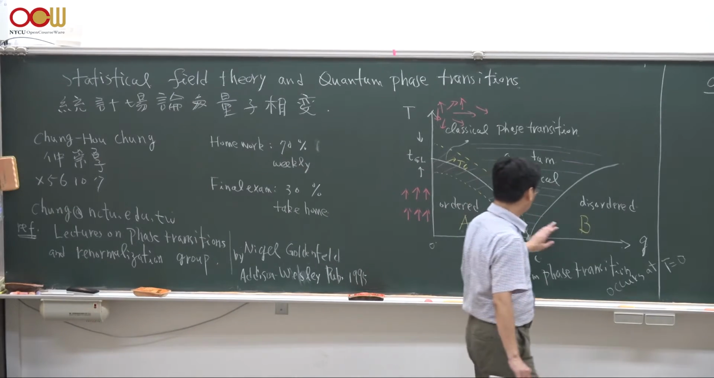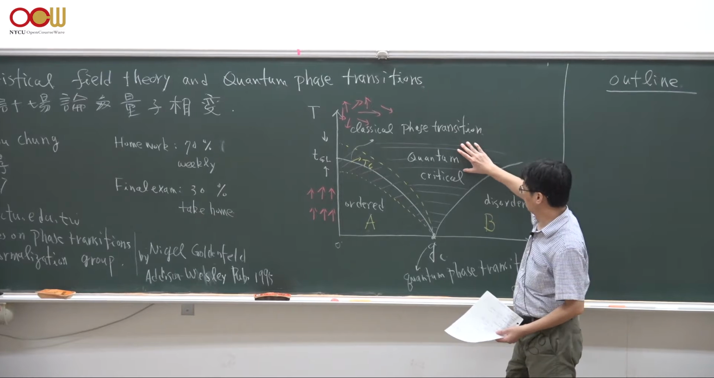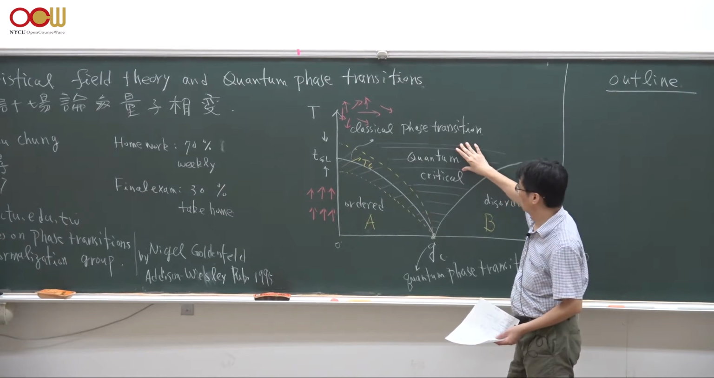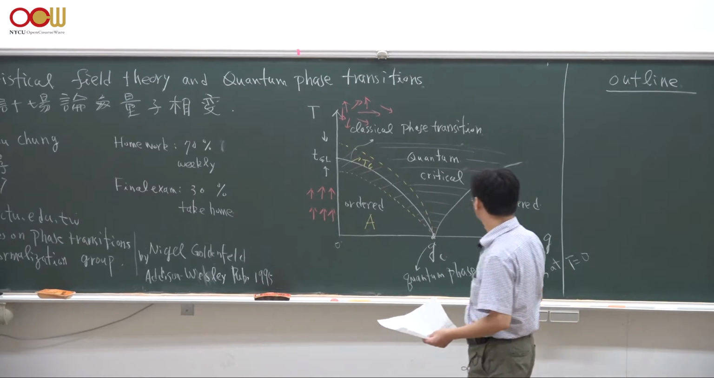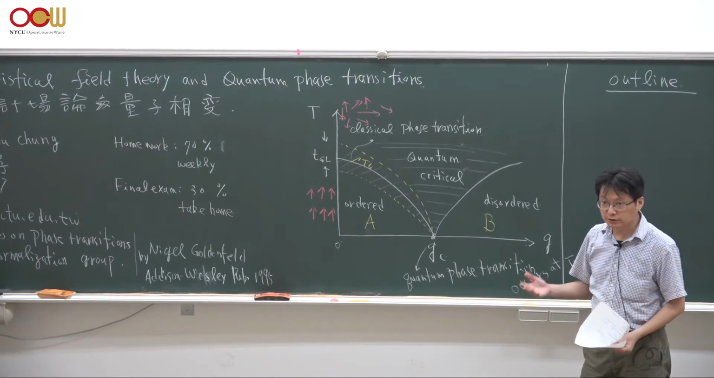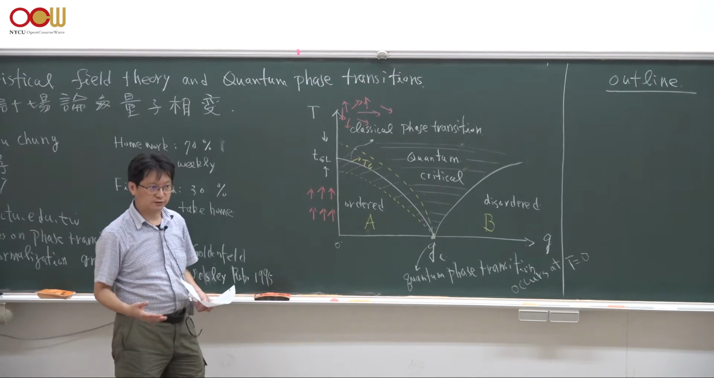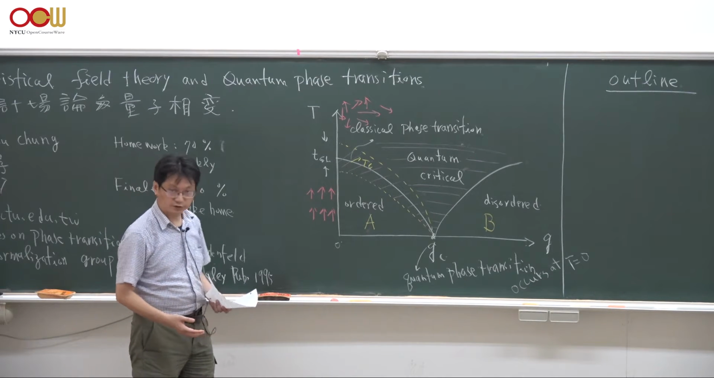And in between phase A and phase B, at finite temperature, we have a very interesting region which we call the quantum critical region, where many physical observables show non-trivial power law behavior. We will discuss that later. The quantum critical region fascinates a lot of theorists and experimentalists in condensed matter physics.